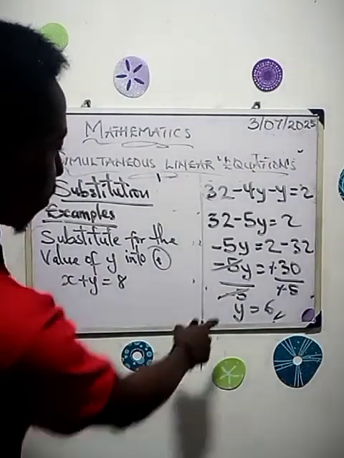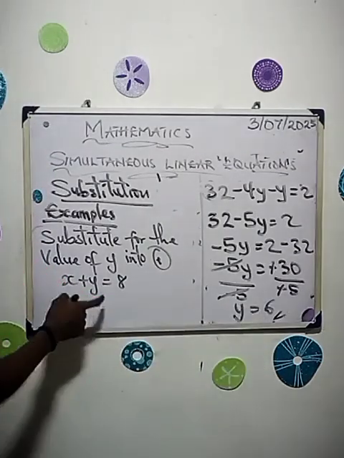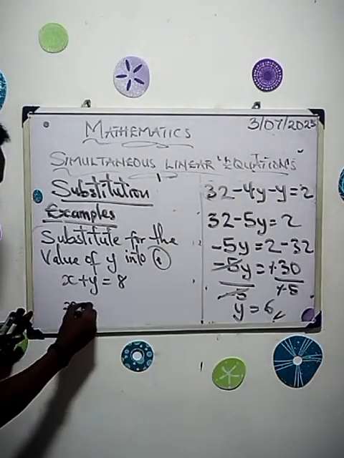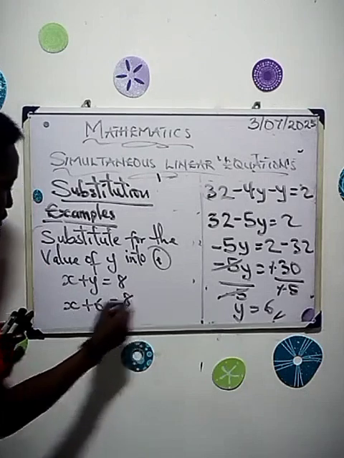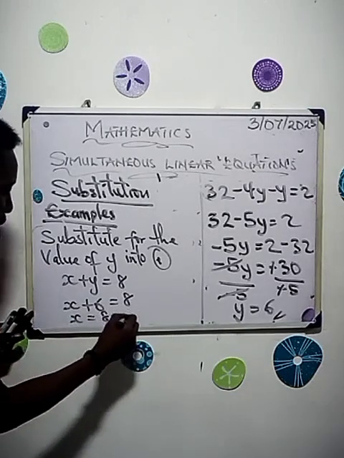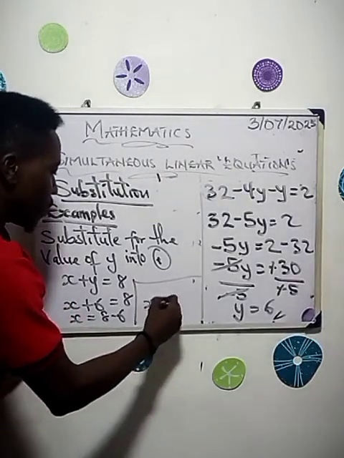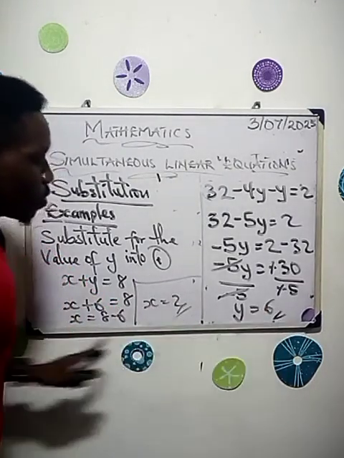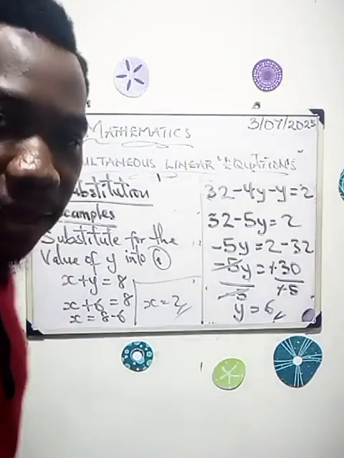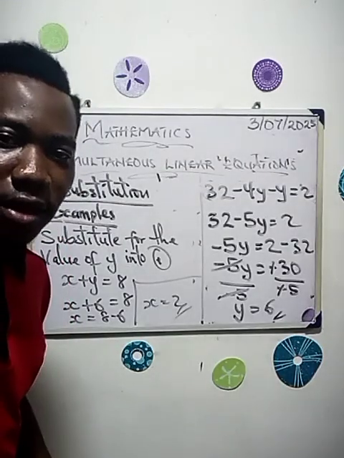And what is our y? Our y is 6, right? So when you have y, put in 6. And that will be x plus 6 equals 8. And so x equals 8 minus 6. What's 8 minus 6? 2. So x equals 2. And finally, we've gotten our answers. x is 2, y is 6. Good. So all the answers were correct.